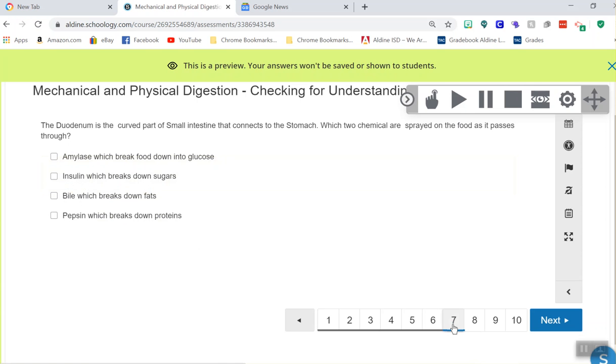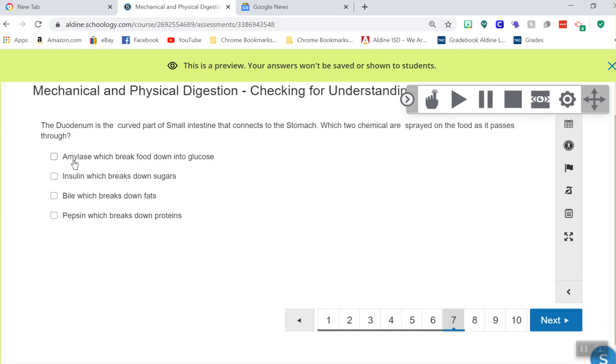Okay, number 7. The duodenum is a curved part of the small intestine that connects to the stomach. Which two chemicals are sprayed on the food as it passes through? So remember, this part is kind of like the car wash of the digestive system, where two chemicals are squirted onto the food as they pass through. One breaks down fats, one breaks down sugars.